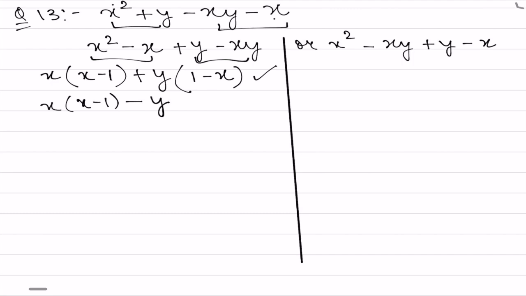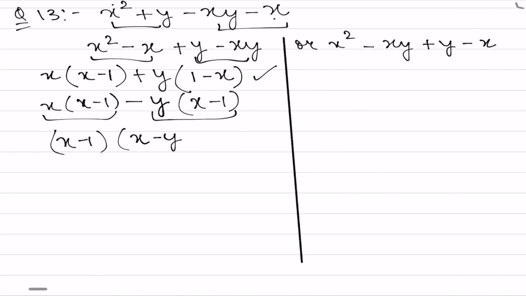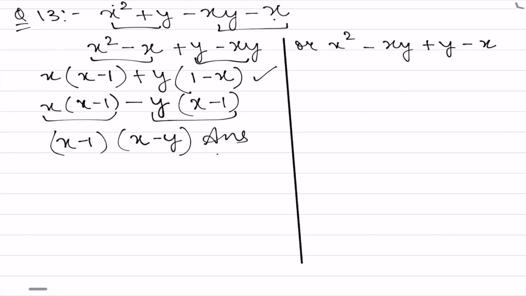Minus y into x minus 1. Now see, in both the terms, what is common? x minus 1, and what is left then? x minus y. So (x minus 1) into (x minus y) are the factors.